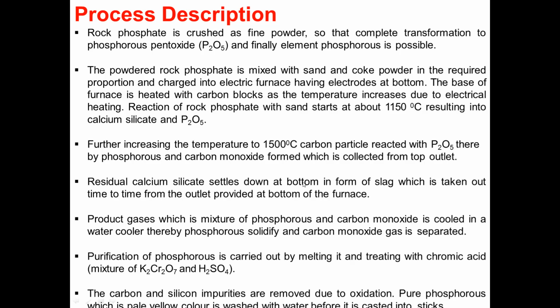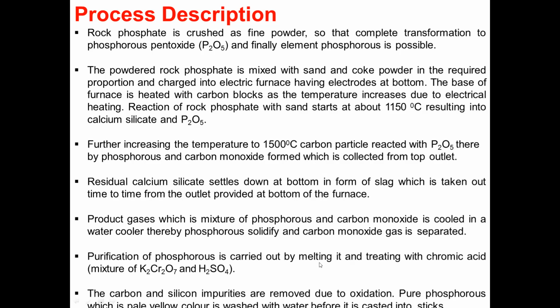Residual calcium silicate settles down at the bottom in the form of slag, which is taken out from time to time from the outlet provided at the bottom of the furnace. Product gases, which is a mixture of phosphorus and carbon monoxide, is cooled in a water cooler, thereby phosphorus solidifies and carbon monoxide gas is separated.